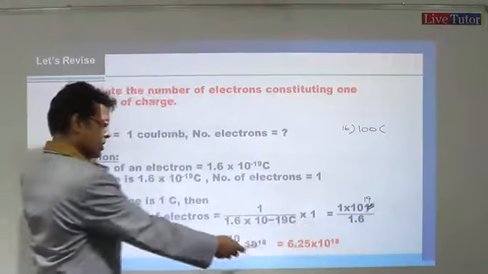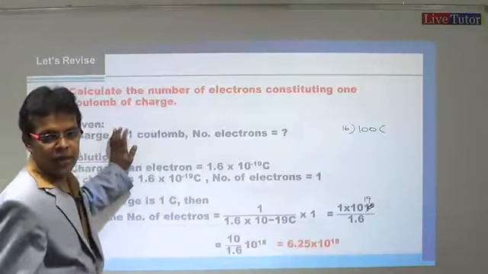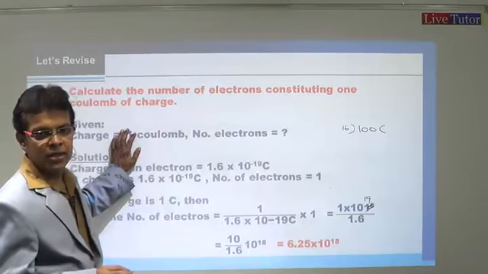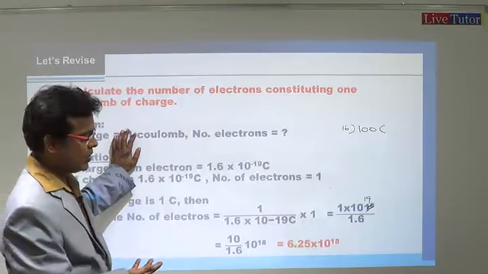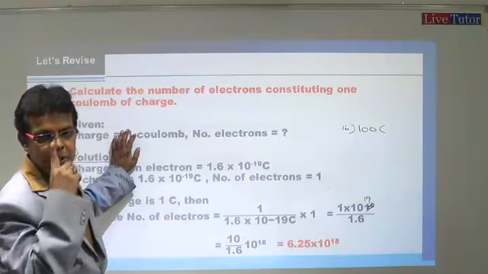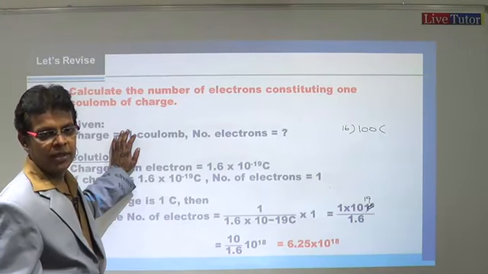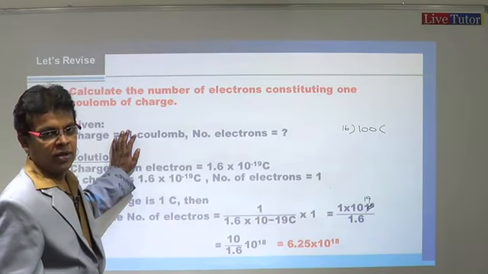So the number of electrons is 6.25 into 10 power 18. So in 1 coulomb of charge, you can see how many electrons: 6.25 followed by 18 zeros. These many electrons are there in 1 coulomb of charge. Right, this is how we have to calculate.